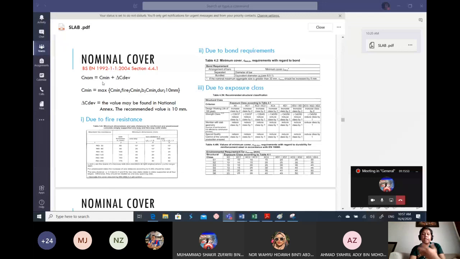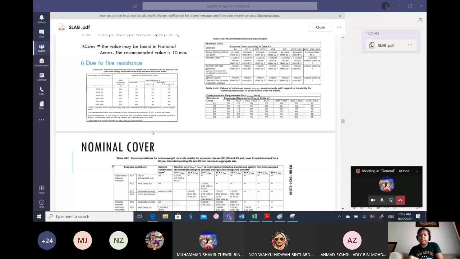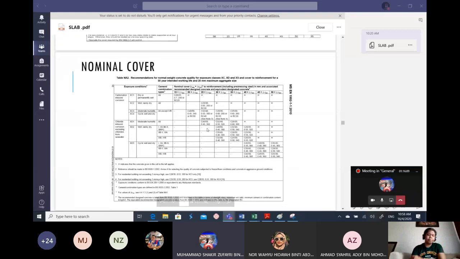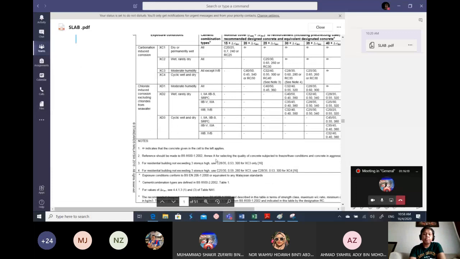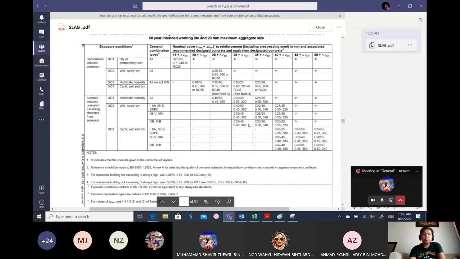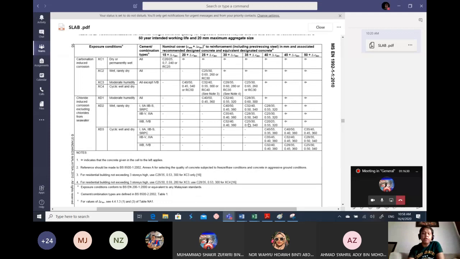Okay. Sebenarnya dalam National Annex, dia dah ada bagi suggestion on nominal cover. Okay, ini adalah kalau kita nak kira secara manual. Okay, ini adalah contoh. Okay, dalam National Annex, kalau kamu buka nanti National Annex, yang ini based on durability. Okay, maksudnya based on exposure class. Okay, berapa dia punya nominal cover. Okay, dia dah ada buat specific design, dia dah designkan satu table, dah simplified kan dalam table ni.